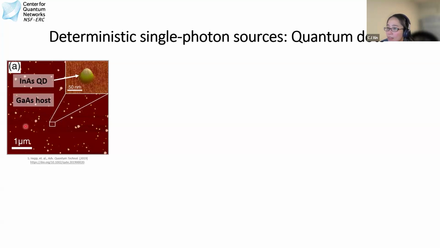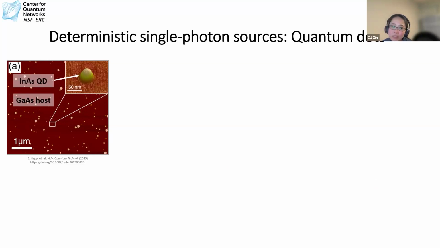The shape of it is pretty reflective of what they usually look like. However, you can use a lot of different materials for the dot itself. Depending on what materials you use, you'll get emission at different wavelengths, and people do a lot of work characterizing how good the single photons generated from these quantum dots are.